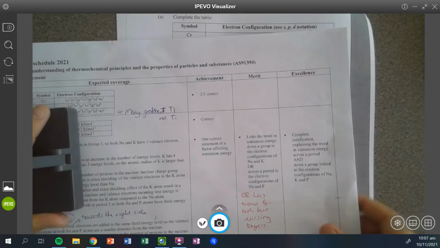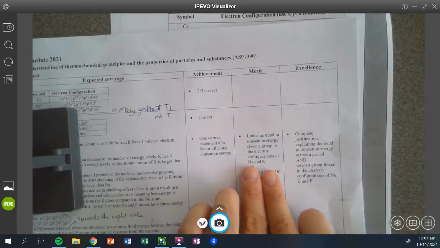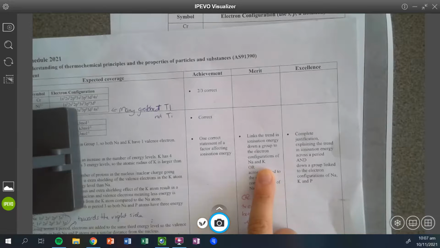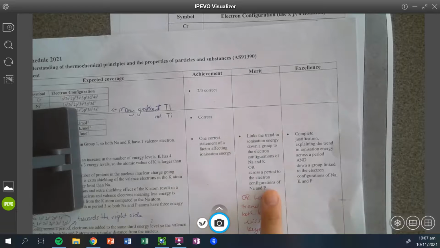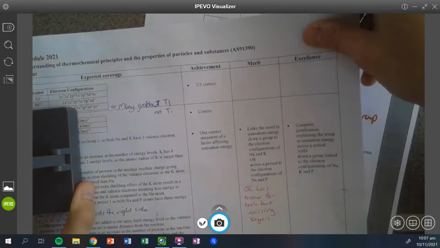So for the merit, what we're looking for then is, did you compare the group comparison, so potassium and sodium, or did you compare the sodium and phosphorus, because that's your period comparison? So long as you got one of those, you got the merit point. I did, however, add an extra way you could get that merit point.